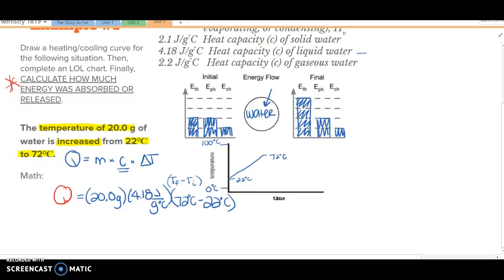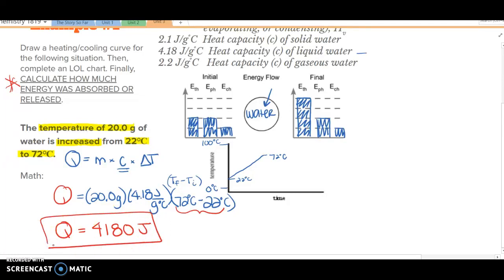At this point now, we're just going to multiply all of this together. It might help you to simplify this before you multiply all of the things together in case you are unsure about your order of operations. 72 minus 22 is 50. So 20 times 4.18 times 50, our energy absorbed or released is 4,180 joules. Now, is this energy absorbed or released? Well, from our LOL diagram, we can see that heat is being absorbed by the substance.